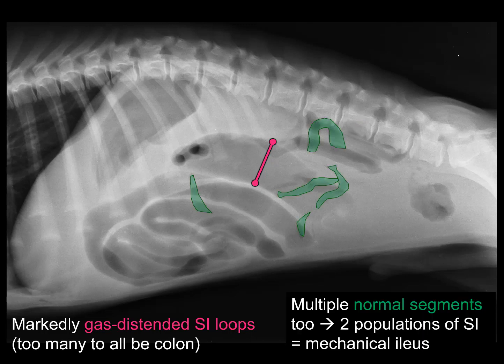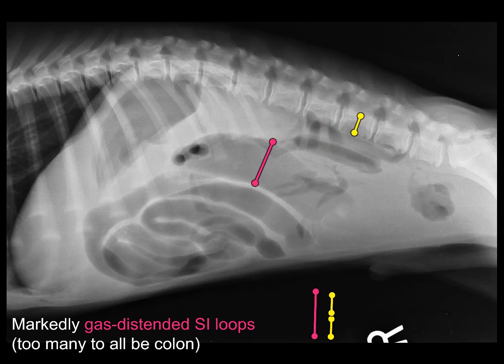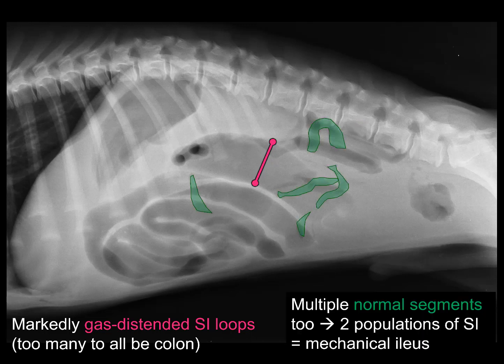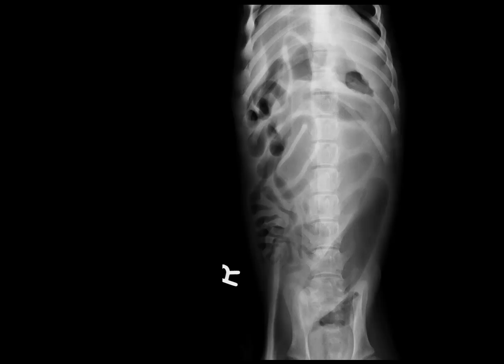And I can also see that I have 2 populations of small intestine. I'll take the green away again, because I have multiple gas-filled small intestinal segments that are normal in diameter. So this big one is much, much, much bigger than those. So we definitely have 2 populations, and that's a mechanical ileus. There's an obstruction due to something.